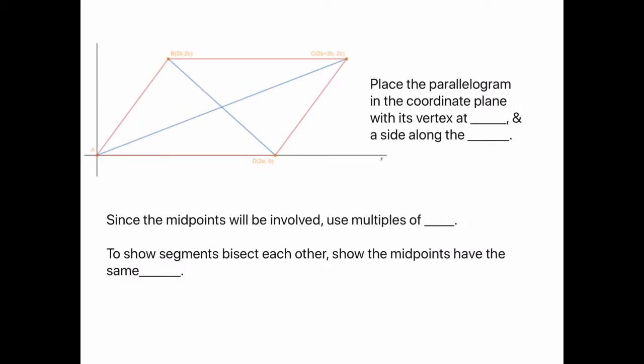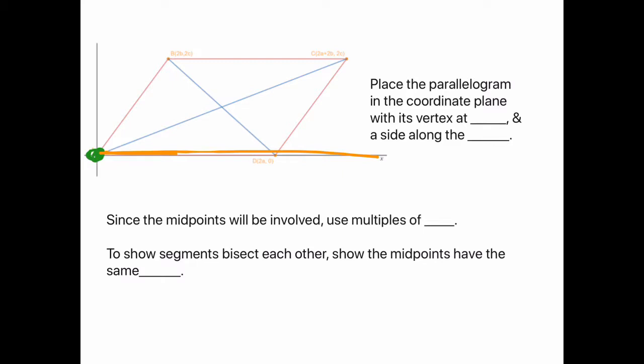and we always want to put the vertex, if we can. It's easiest to put the vertex here at the origin. Then we want to utilize the rest of the graph as well, so we're going to put one of the sides here along the x-axis.